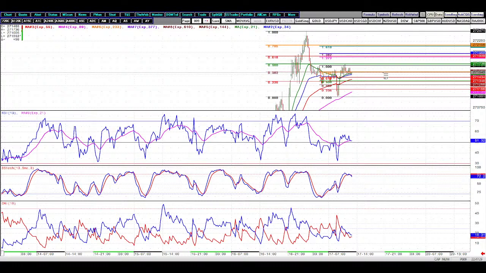Then we can go for a stop sell at 2713. That means below the open. So that would be also another trade call that is possible.